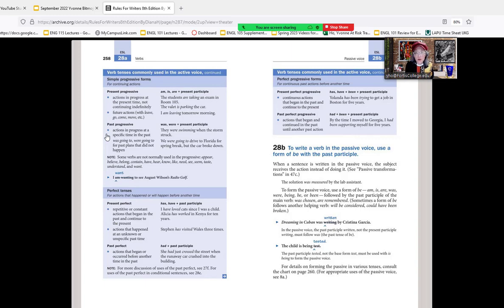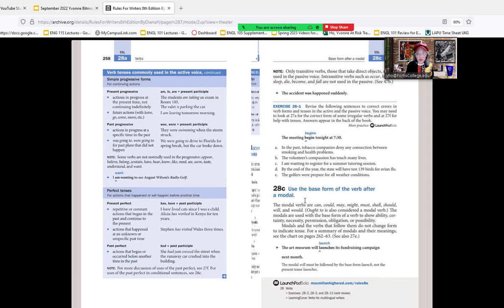Present perfect progressive: continuous actions that began in the past and continue to the present. Yolanda has been trying to get a job in Boston for 5 years. Past perfect progressive: actions that began and continued in the past until another past action occurred. By the time I moved to Georgia, I had been supporting myself for 5 years.